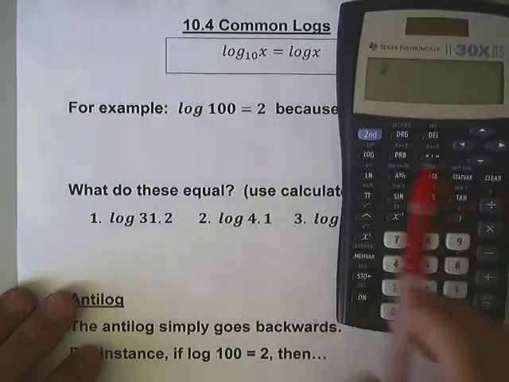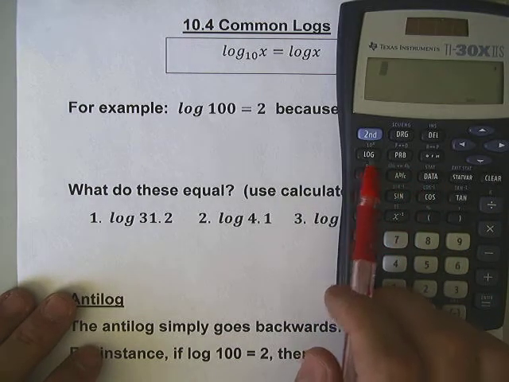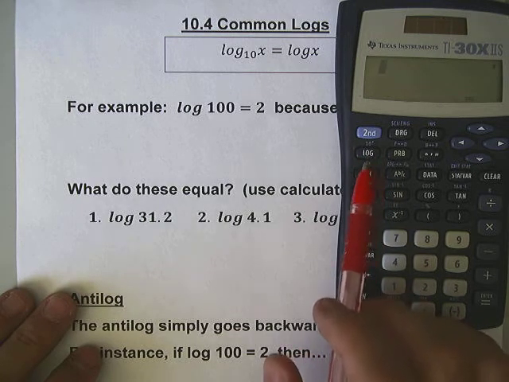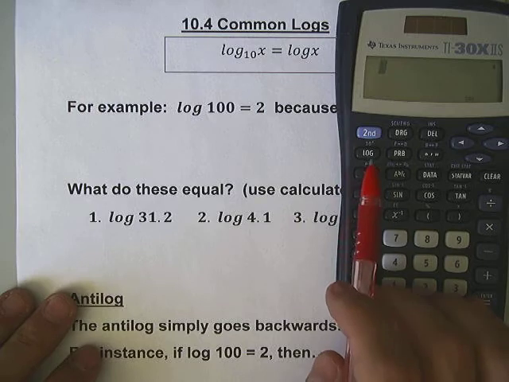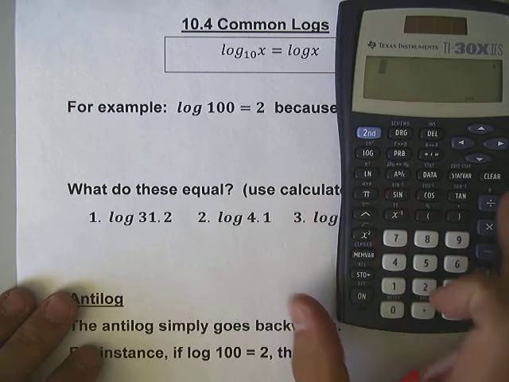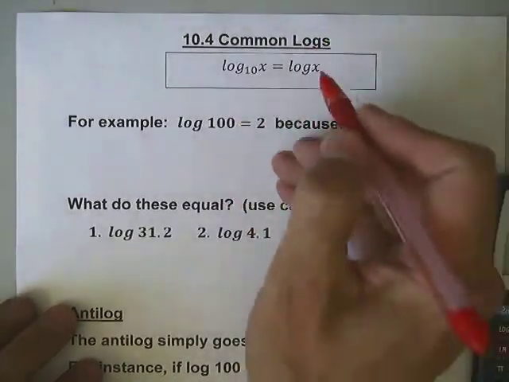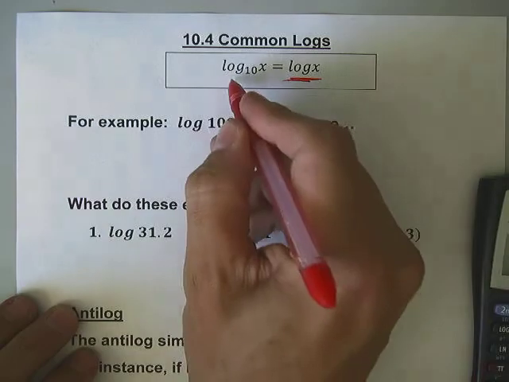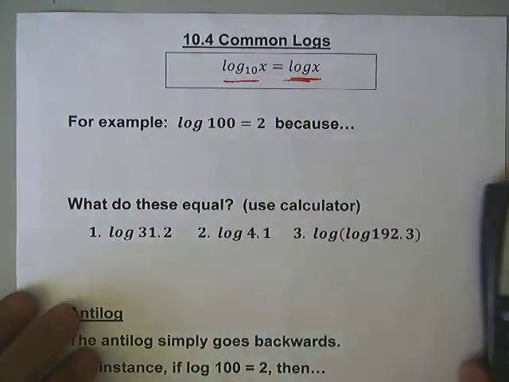All of our calculators have a log button on them, and it's just labeled log. It's not log anything, like log base 2, 3, 4. That's because your calculator is assuming anytime you hit that log button, it's a base of 10. So anytime you see this log x, that really means log base 10.